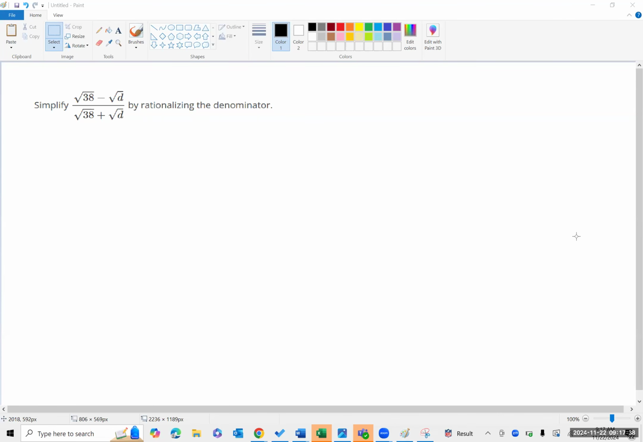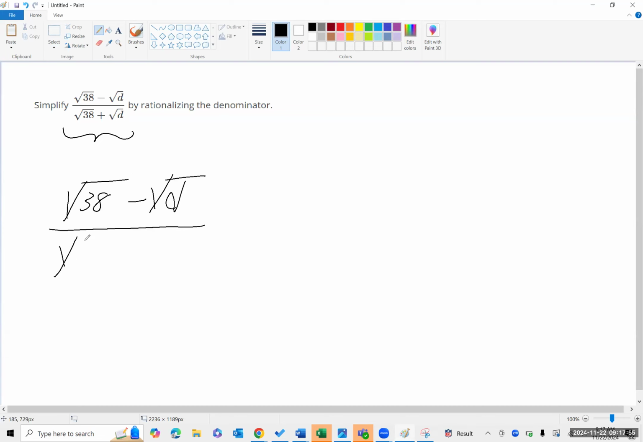Okay, so we're being asked to simplify this by rationalizing the denominator. So I'm going to take this expression and just copy it for now. And the way we rationalize it is we're going to multiply by the conjugate. Rationalizing means we want to get rid of the radicals, the square roots on the bottom.